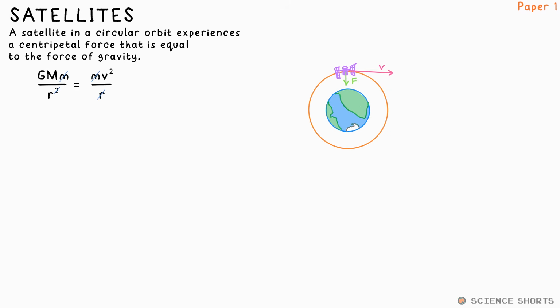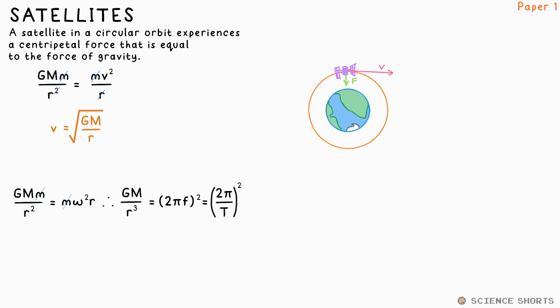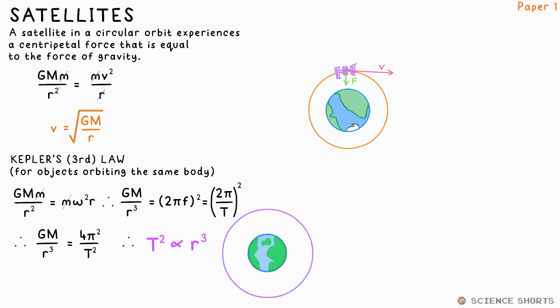The little m's and an r cancel, and we find the speed of a satellite is equal to root GM over r. If you're dealing with time period instead of speed though, GMm over r squared is equal to m omega squared r instead. And we can replace omega with 2 pi over T, where T is the time period. We can flip this and see that T squared is proportional to r cubed. This is Kepler's law, or Kepler's third law to be precise.